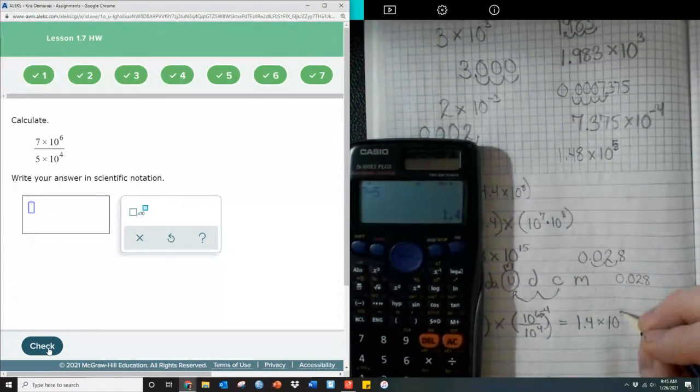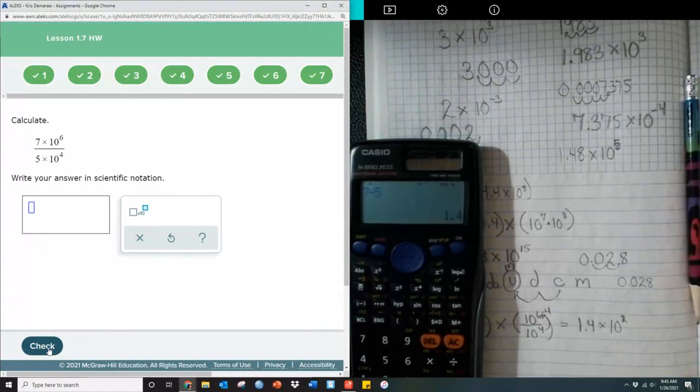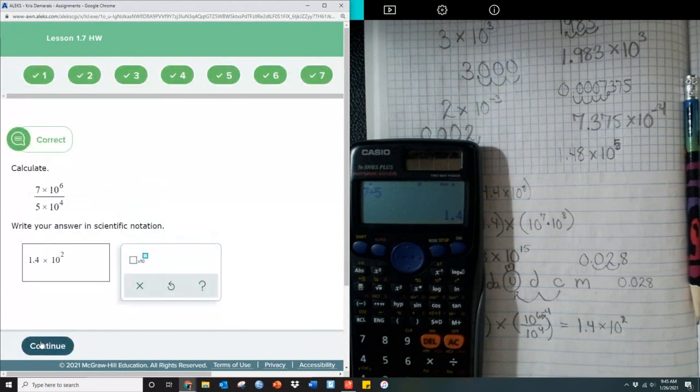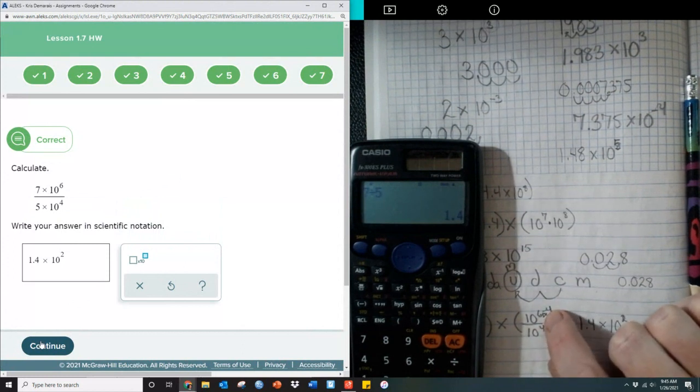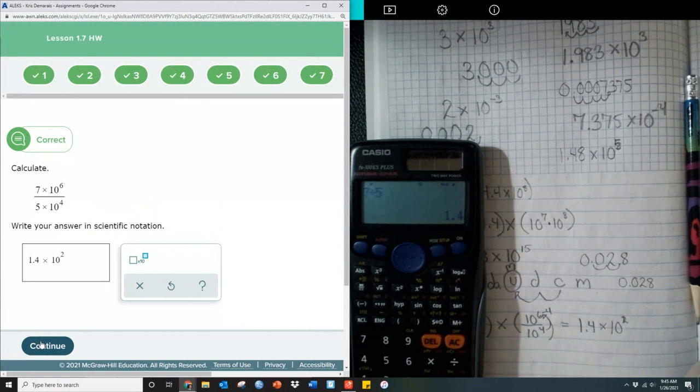All right, so then you're going to get 2, right? Because 6 minus 4 is 2. So our answer is 1.4 times 10 to the second power. Now, if it had been 4 up here and 6 down here, 6 would have come up and made it negative 2. So it depends on which one's more negative, or which one's greater, I mean.